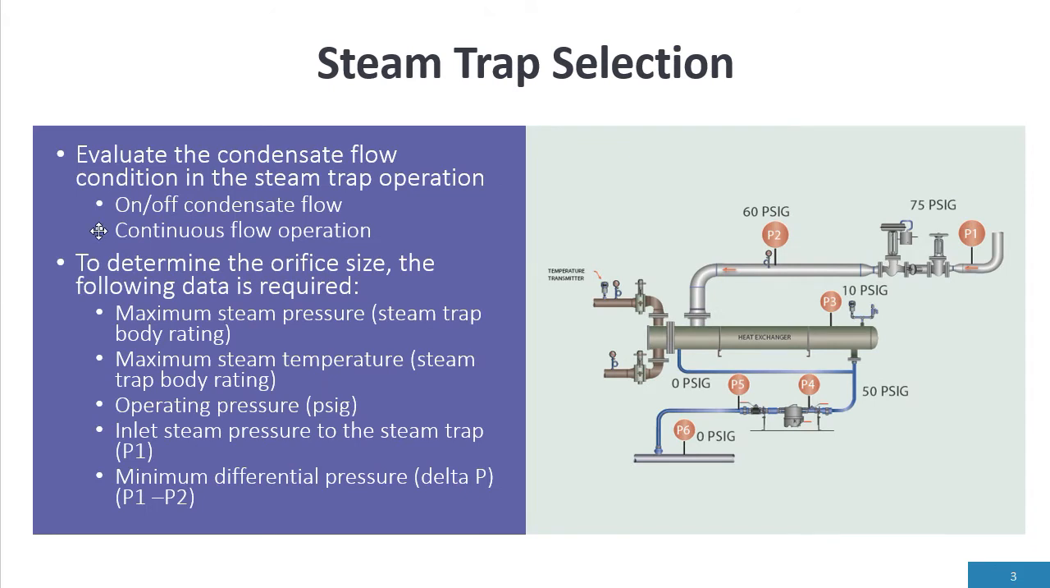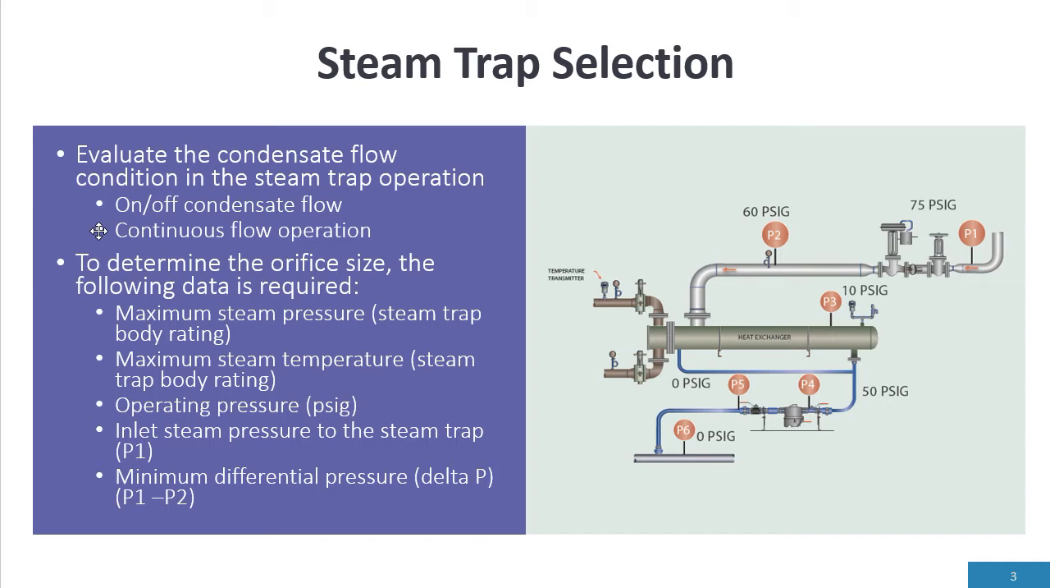Evaluate the condensate flow condition for the steam trap operation. We have two types of steam traps. No matter what steam trap is manufactured, there are two types. One is continuous flow, and the other is on-off operation. So when I say I have a heat exchanger with a modulating valve, that's going to be a continuous flow to the process. I might want to go with a continuous flow type steam trap or operational design. The other operational design is on-off.